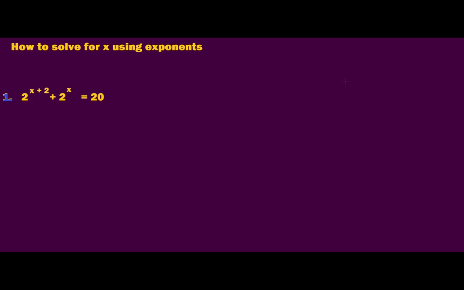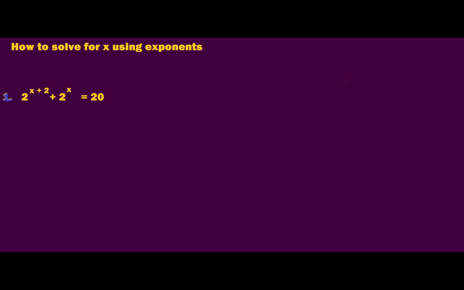So today we're going to learn how to solve for x using exponents. The primary reason for using exponents in solving for x is that we're trying to achieve a common base, so we can deduce from the laws of exponents that when you have the same base, you can actually equate the exponents and find your x. So in this problem, we have 2 to exponent x plus 2, plus 2 to exponent x, equals 20, right?